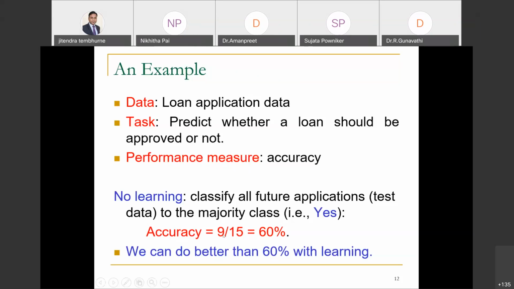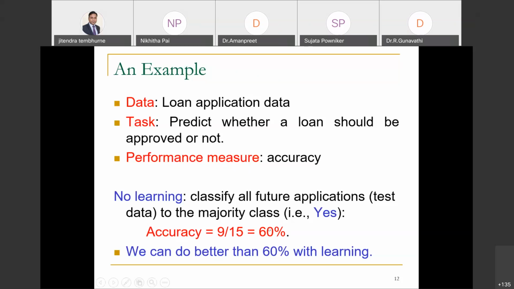So here the accuracy can be calculated as 9 divided by 15, which is 60%. Let's say there were 15 new applications, that is 15 new test data, and out of that, the majority, let's say 9, say that your application is approved, without any learning. So here we get an accuracy of 60%.